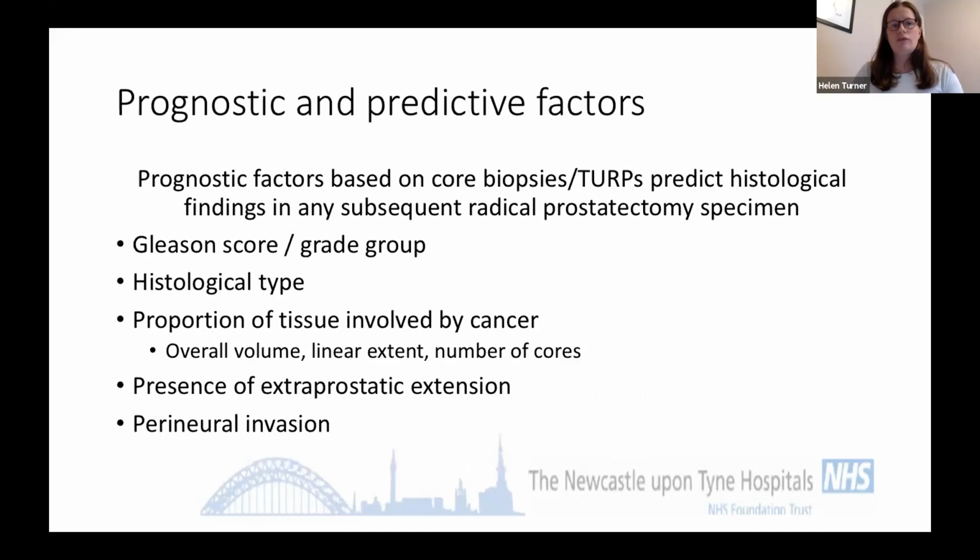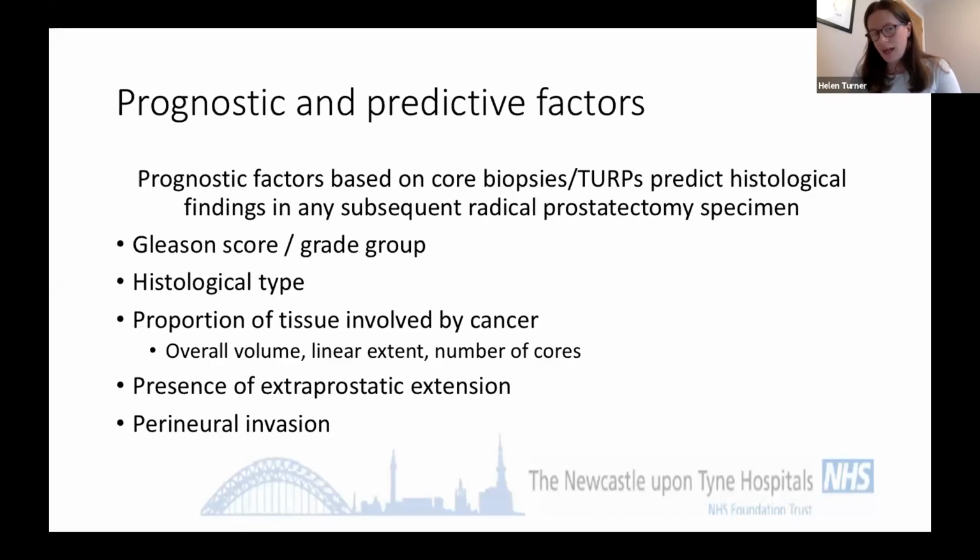So I just want to finish off with some pathological prognostic and predictive factors. Factors based on core biopsies or any incidental cancer found in your TURP specimens will predict any histological findings in any subsequent radical prostatectomy specimens. Therefore, it allows for risk stratification and treatment and follow-up planning. By far the most important of these, and this is why it's included in your risk stratifications, is the Gleason score. And that's used to predict post-operative stage, tumour progression, and prostate cancer specific survival. Therefore, it plays a pivotal role in the treatment decision.